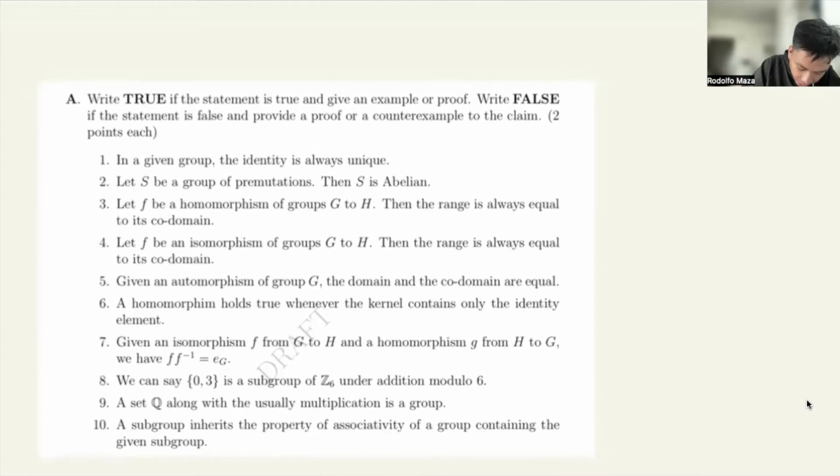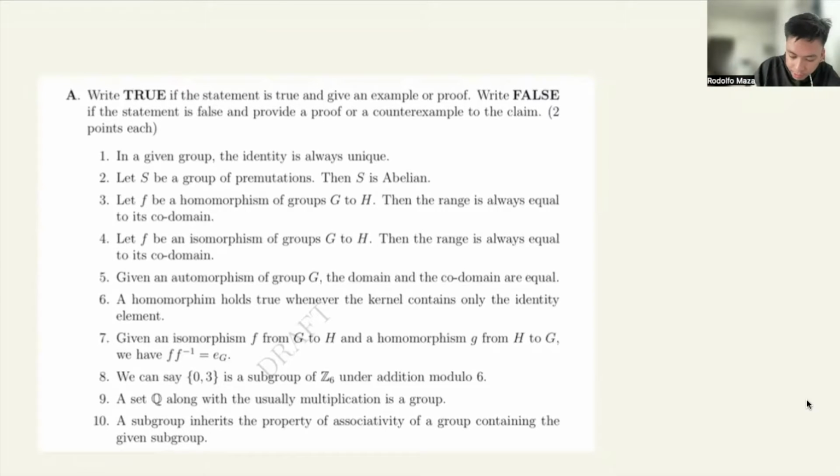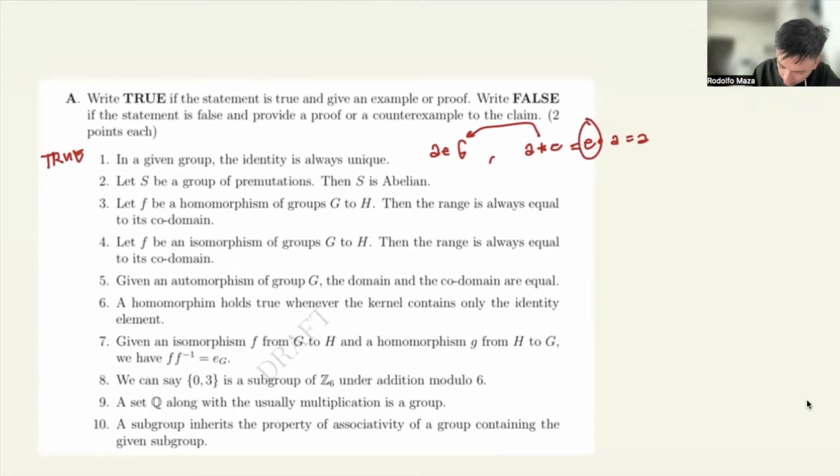So this is true. In fact, this is one of the fundamental results in group theory. It is always unique. That means, if you have an a in G, then a * e = a, where * is the binary operation associated with G. You can no longer find any other e that will satisfy this equation. Therefore, it's unique.